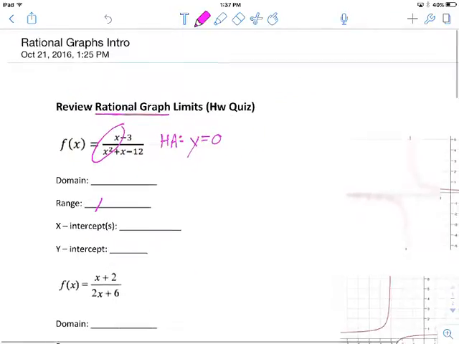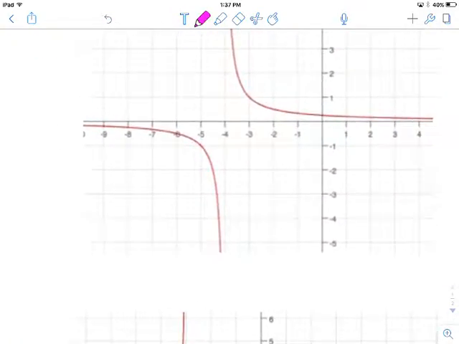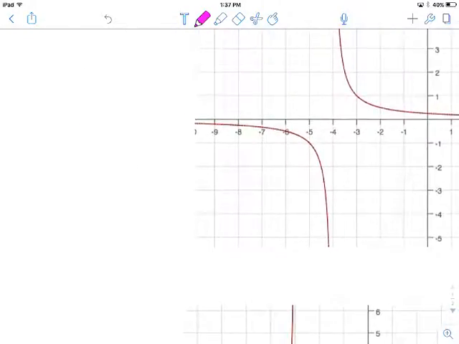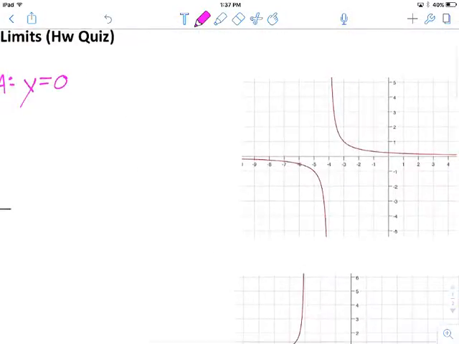And if you look at my graph, you can totally see it. That graph definitely wanders towards 0 as x gets really big. That's a big deal, especially with range and things like that that we have to get to.